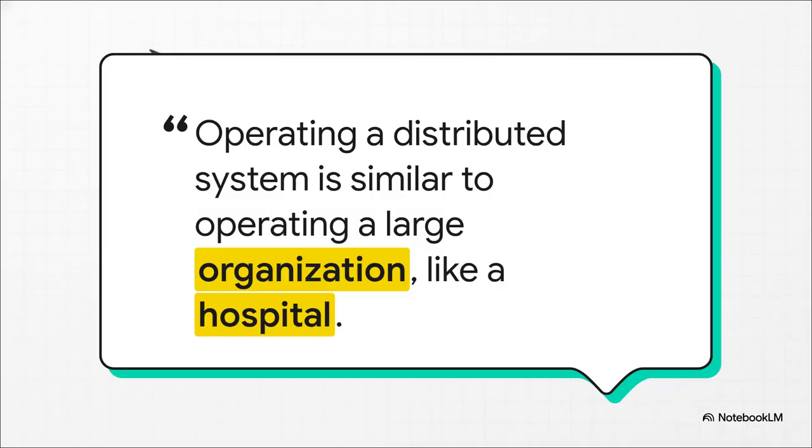There's a really powerful analogy from the Pragmatic Engineer that hits the nail on the head here. They say operating a distributed system is similar to operating a large organization, like a hospital. Think about it. We don't just build a hospital and walk away. It requires continuous, rigorous operations. We're talking blameless postmortems when things go wrong to find the real root causes, regular data center failover drills, and constant, never-ending capacity planning. Reliability isn't just a feature you check off a list. It is an ongoing, continuous investment.